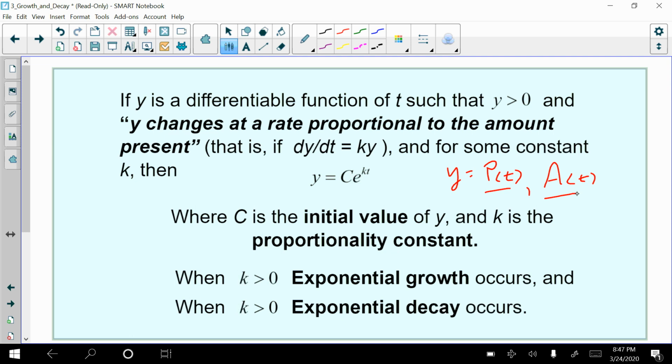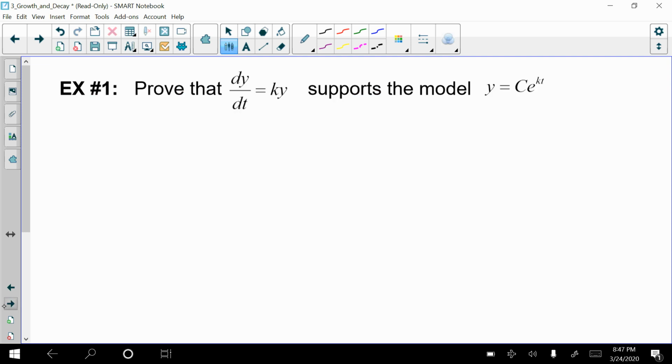Now down at the bottom, it's going to show you that if k is greater than 0, we have an exponential growth, and there is a typo here in the second part. It should say when k is less than 0, that's going to give you a decay model. So what we want to do first is see how that differential equation, dy over dt equal to k times y, becomes this function here that is going to be a very standardized type of function when it comes to growth or decay models.